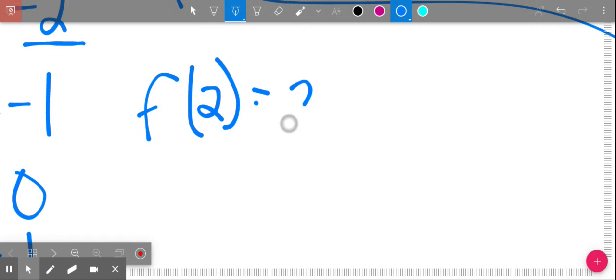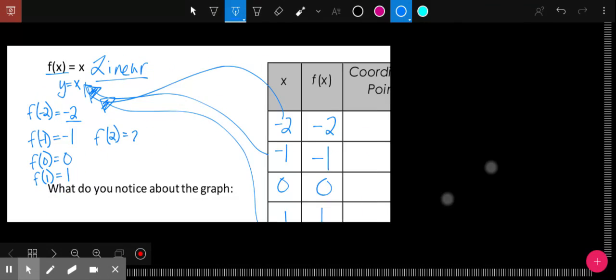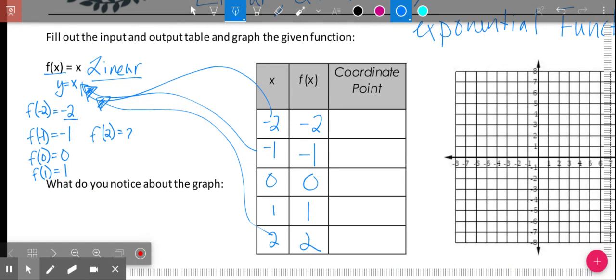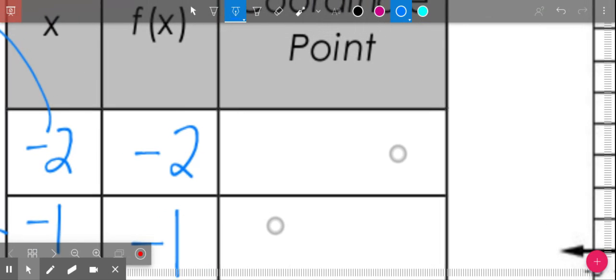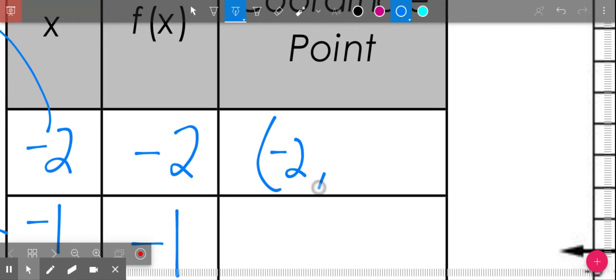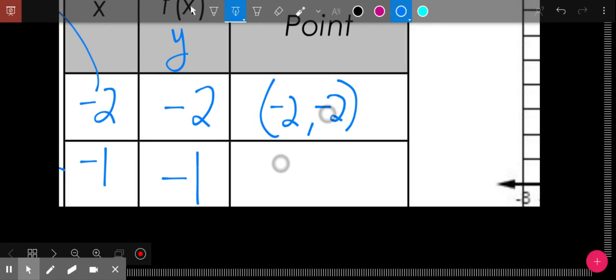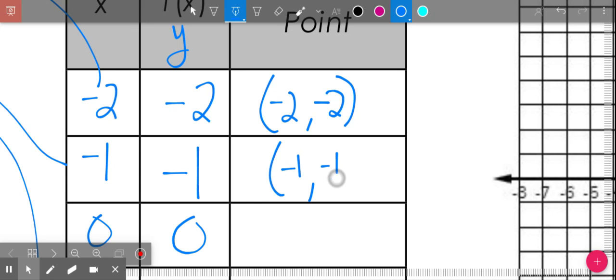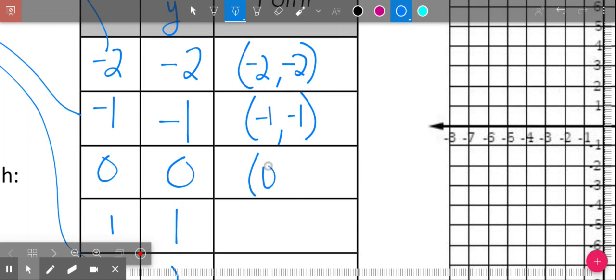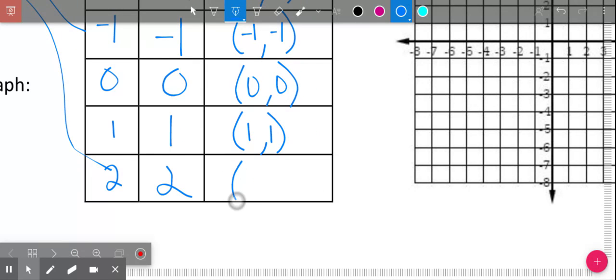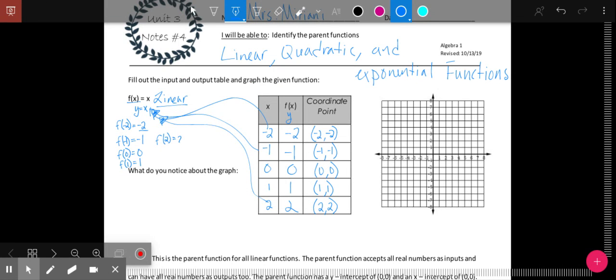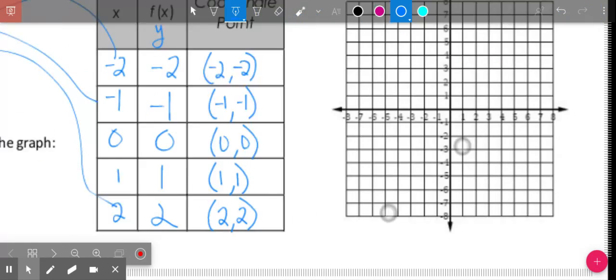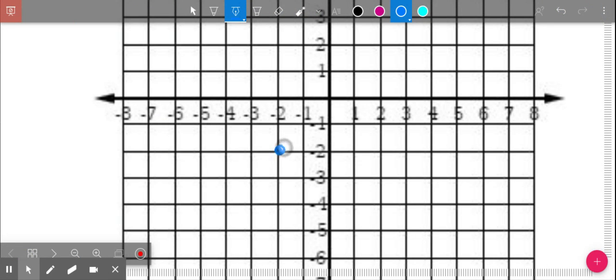So we're going to first fill out our input and output table. And remember, when we make our input and output table, right now we're starting with -2, -1, 0, 1, and 2. Those are the inputs that we're going to use. So we're going to take that -2, plug it in for my x, because that's my input. So when I do that, I'll have f of -2 equals, well, instead of x, now we have -2. Well, guess what? That's all it's going to equal. We can't change that at all, so f of -2 equals -2.